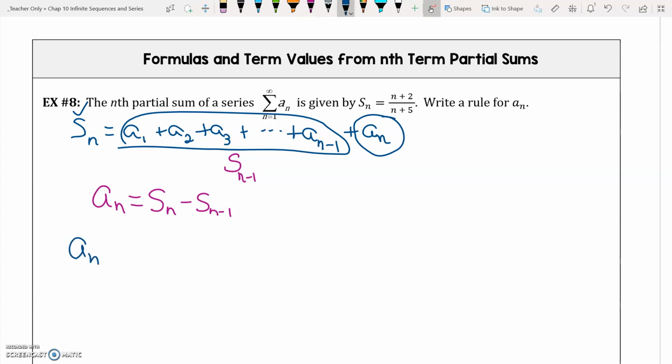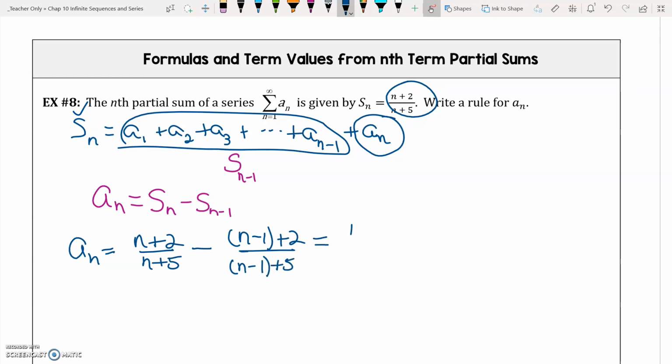So a sub n is going to equal, and we already have a formula for the S sub n term, (n plus 2) over (n plus 5), and then we're going to subtract from that (n minus 1 plus 2) over (n minus 1 plus 5). So simplifying this, we have (n plus 2) over (n plus 5), and we're going to subtract from that (n plus 1) over (n plus 4). So now we have to find a common denominator and simplify this.